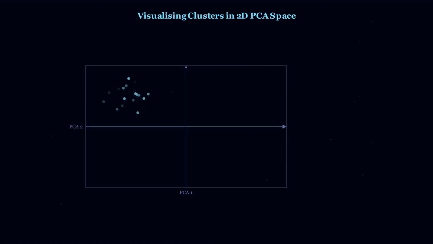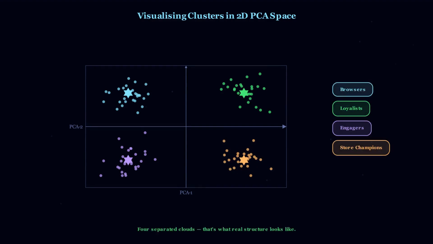Step 5. Visualize the clusters in 2-dimensional PCA space. Project your data to 2 PCA components. Plot each customer as a dot colored by their cluster label. Four clearly separated clouds of dots. That is what a good clustering looks like.